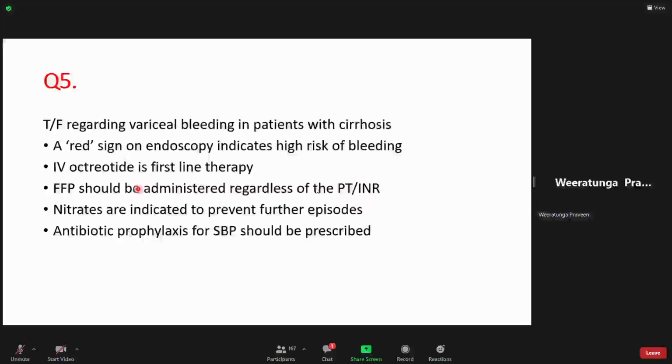Now, the FFP statement. This is very important. Don't give FFP just casually, right? We don't give FFP to patients with cirrhosis without a very good reason for it. For example, if they have ongoing bleeding with a very high INR, then you can. But you have to be very careful. There is a reason for this.